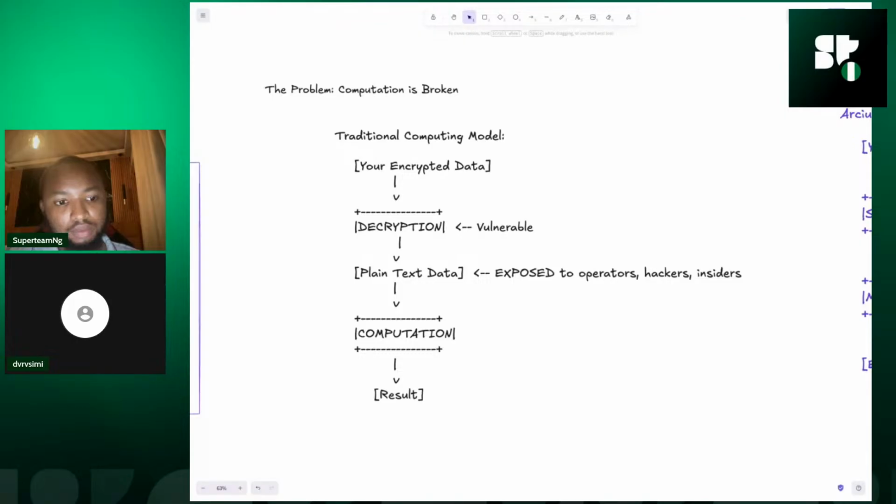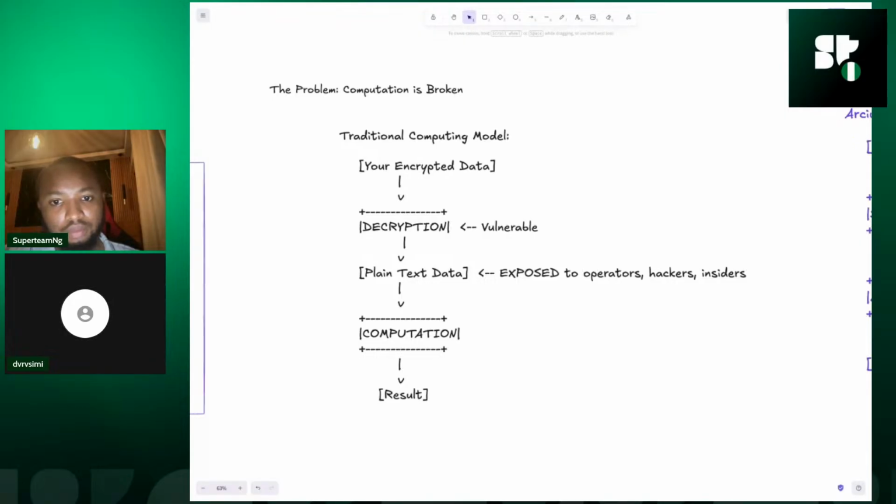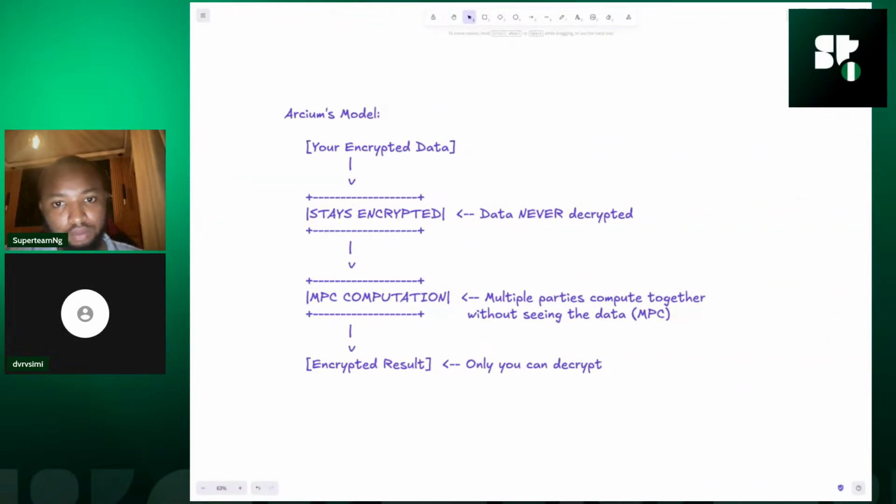So the solution. I'll basically explain what Arcium is. Arcium is a decentralized supercomputer that can perform computations on encrypted data without ever decrypting it. So that vulnerability we talked about never occurs on Arcium. You can just think of it as compute without revealing. It does all the computations without revealing.